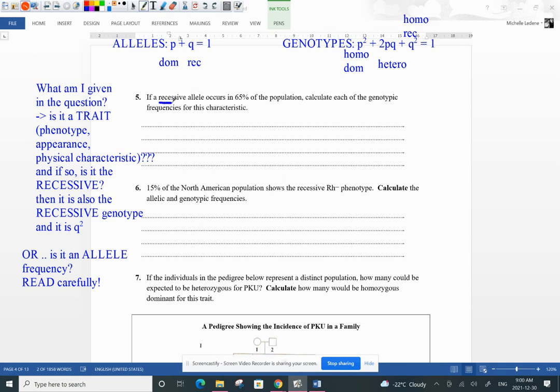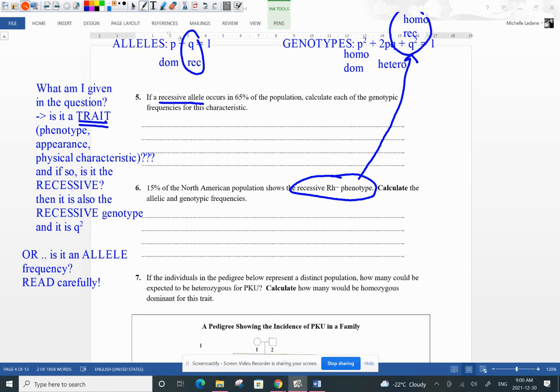So here again, the recessive allele, they're giving me q for that one. Okay, 15% of a population shows me a recessive phenotype. Well, a phenotype is just another word for a trait. So in this question, they've given me homozygous recessive, that's q squared.